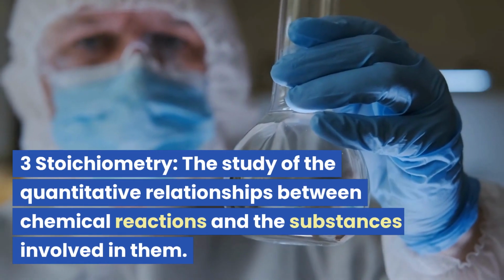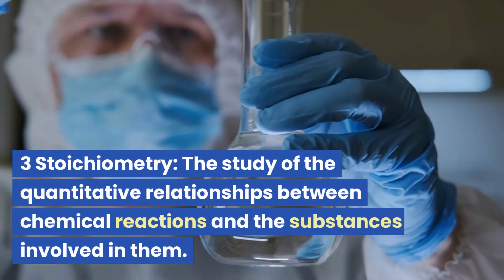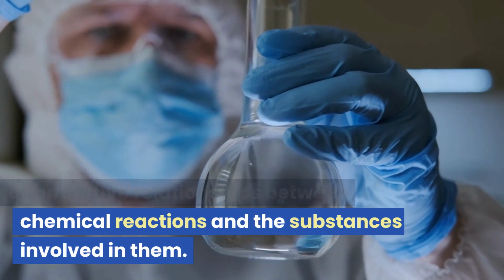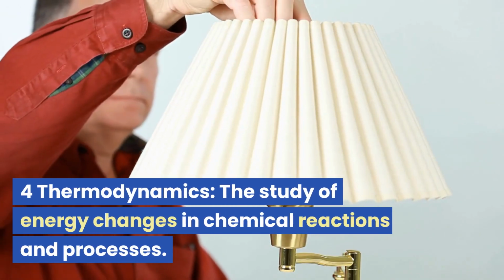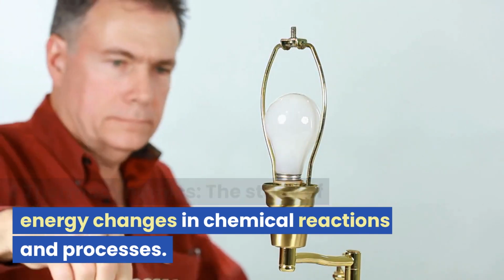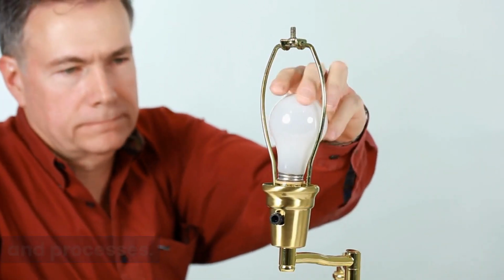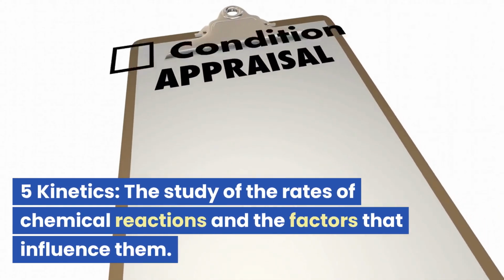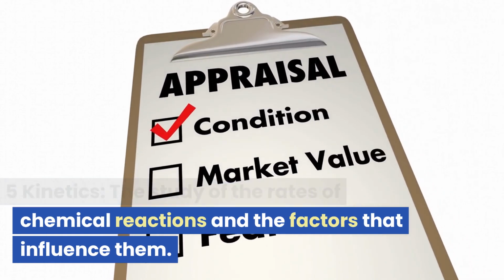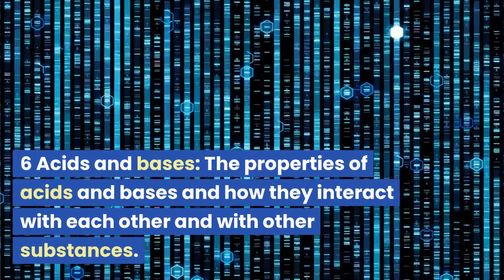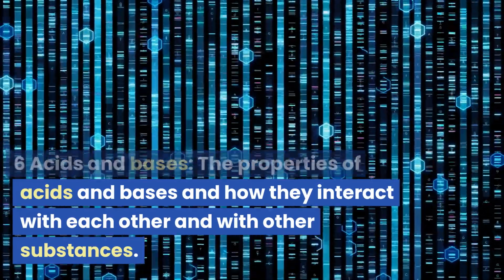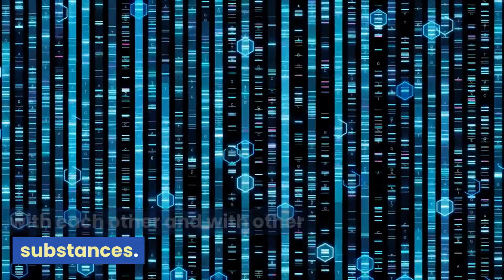3. Stoichiometry. The study of the quantitative relationships between chemical reactions and the substances involved in them. 4. Thermodynamics. The study of energy changes in chemical reactions and processes. 5. Kinetics. The study of the rates of chemical reactions and the factors that influence them.